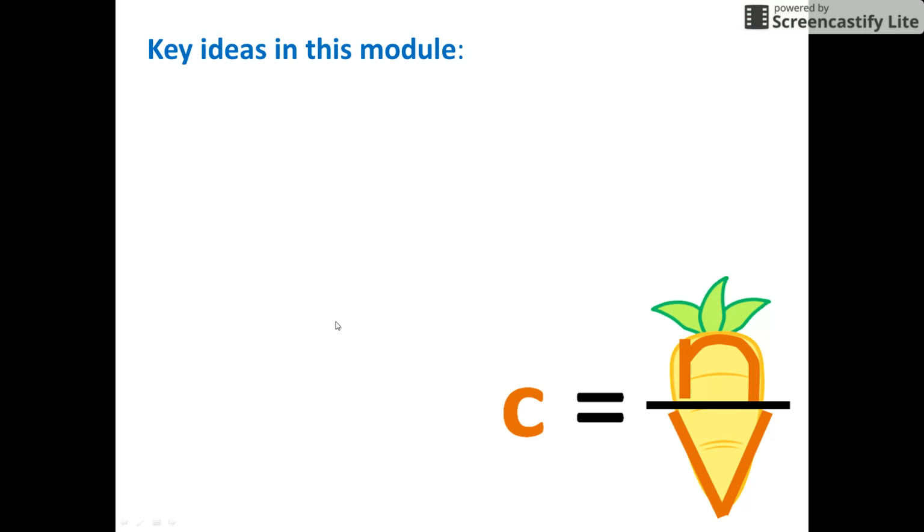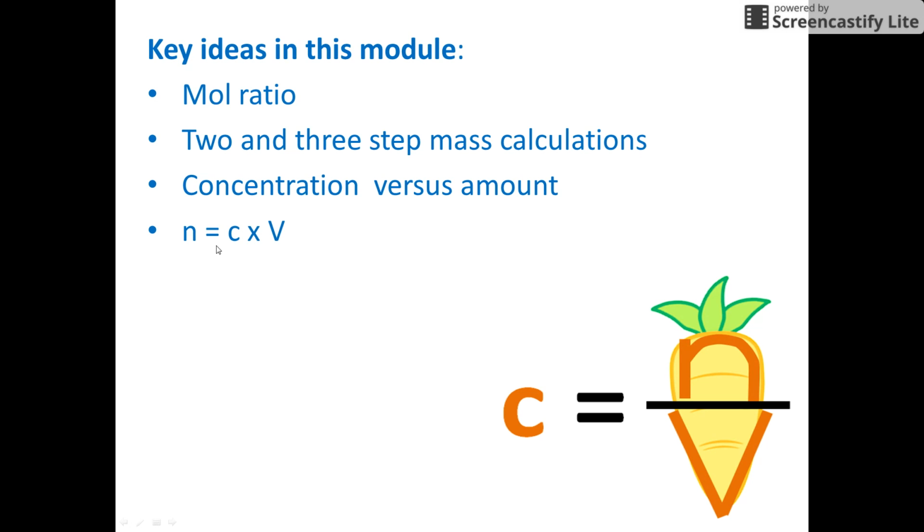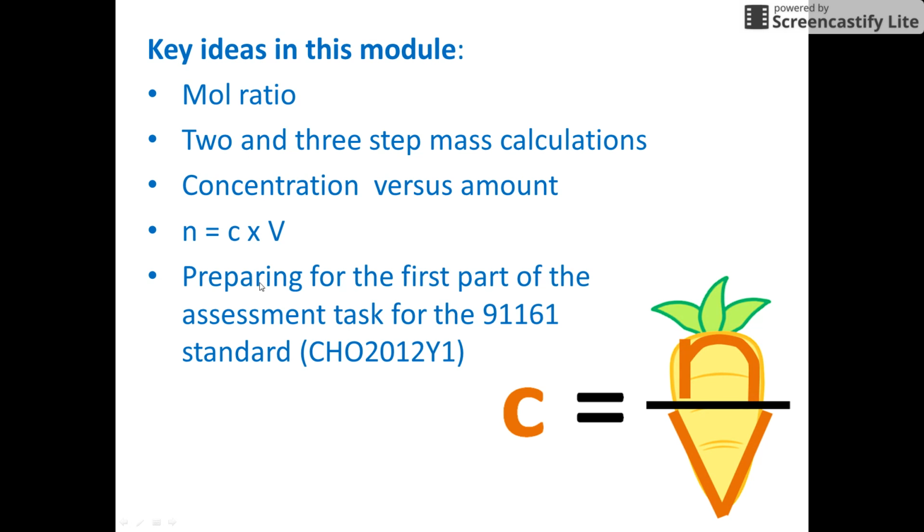So the key ideas that you should know at the end of this module is the mole ratio. You must make sure you understand this concept. In the previous module, you looked at 1-step calculations. That's for achieve level. Now you're going to be looking at 2-step and 3-step. 2-step is for merit and 3-step calculations are for excellence. You'll learn the difference between concentration and amount, because a lot of students get confused with that. The equation C is equal to n over V, or n is equal to C times V.